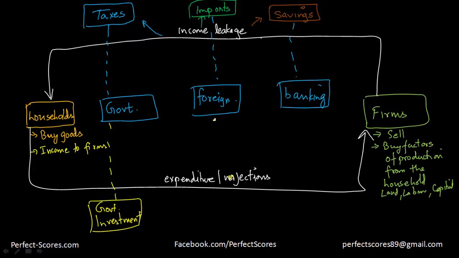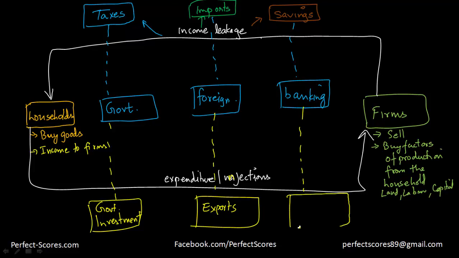And how does the foreign sector introduce money in the market? It's actually via exports. When they sell those products, they introduce money in the economy. And how does the banking sector introduce money in the economy? It's actually investment. Whatever money is saved in the market, the banking sector invests it in the market, and that acts as an injection in the economy, right? So these three are the leakages, and these three are the injections into the economy.